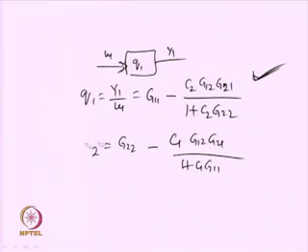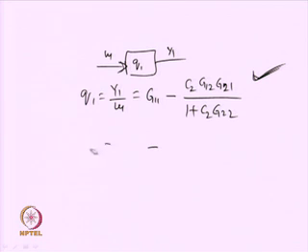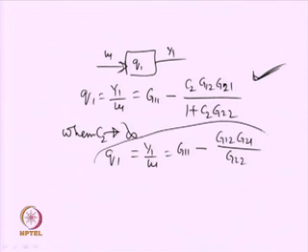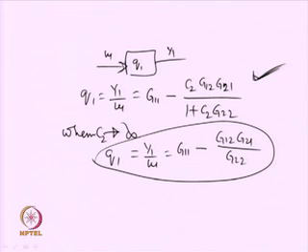So, Q1 is this much now. Then when C2 is a large number, what will happen? Q1, which is y1 upon u1, will be equal to G11 minus G12 G21 upon G22. Okay. When C2 is a large number, then Q1 can be expressed in this form. And basically the loop interaction has gone out.